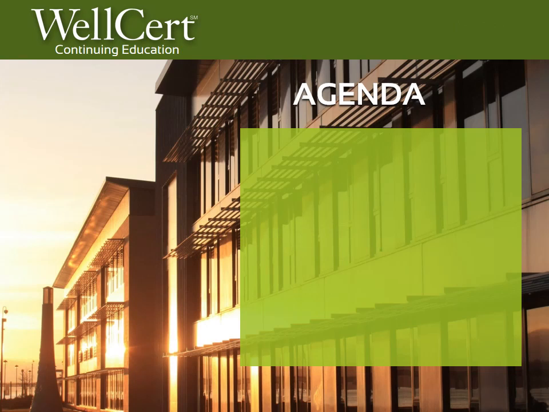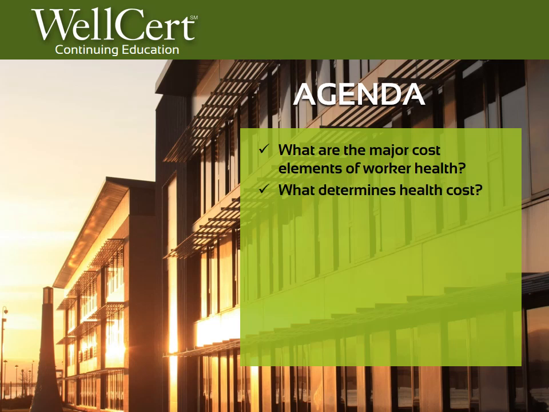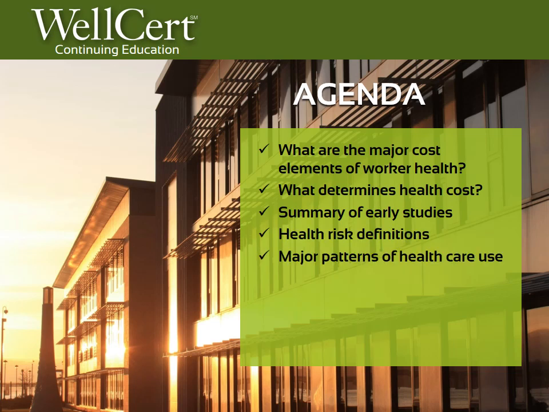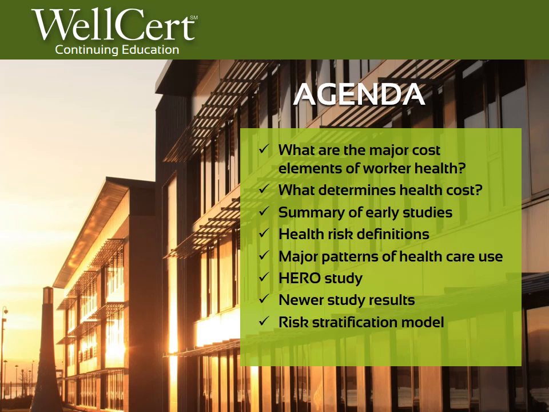Our agenda for this particular continuing education module includes what are the major cost elements of worker health, what determines health costs in any individual and population, summary of early studies that looked at the relationship between health risk and health cost, health risk definitions, major patterns of healthcare use, the HERO study and its comparison with the early studies, newer study results, risk stratification model, and finally a summary of key points.